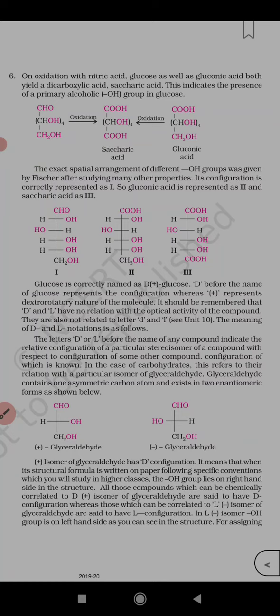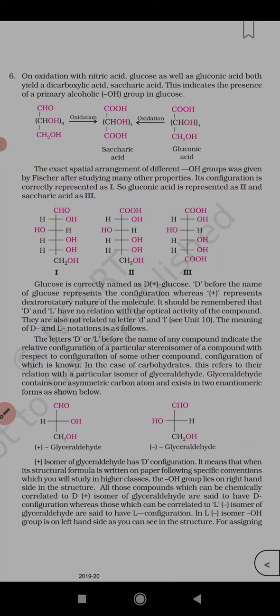The letters capital D or L before the name of any compound indicate the relative configuration of a particular stereoisomer of a compound with respect to the configuration of some other compound.